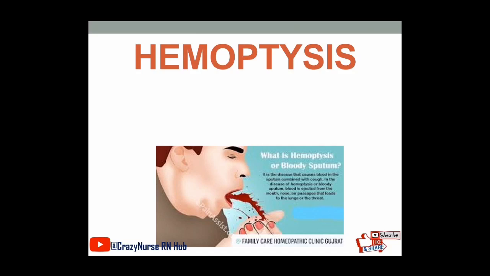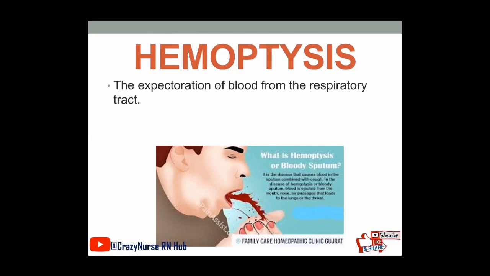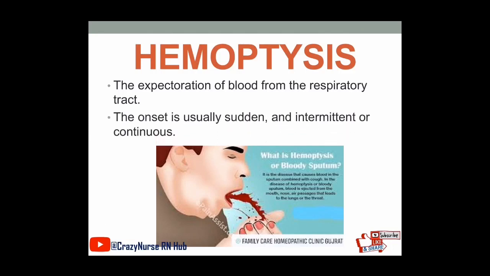Lastly, we have your hemoptysis, the expectoration of blood from the respiratory tract. The onset is sudden or abrupt and intermittent or maybe continuous. So basically, it's the expectoration of blood from your respiratory tract. Okay, so if you note these common or major signs and symptoms related to your respiratory system condition, you would know that the patient is experiencing some respiratory disease or illness.